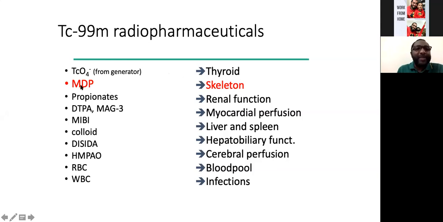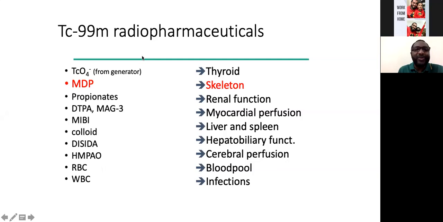Now, MDP, like I said, methylene diphosphonate, which is used for bone scan, is the suitable radiopharmaceutical. And we tag the radiopharmaceutical technetium 99 MDP. And what we do is we do a skeletal image. If you want to image the kidneys, you use DTPA. If you want to image the liver or other organs like the myocardium, you use MIBI, and colloid for liver and spleen. So all the various organs and tissues in the body have suitable pharmaceutical agents.